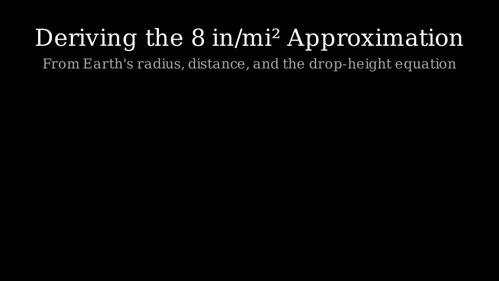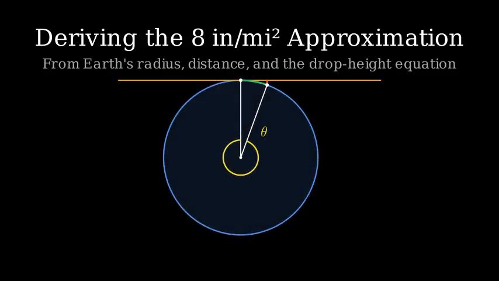Let's build the picture. We will model Earth as a circle of radius capital R. An observer stands at the top point, and we draw the tangent line at that point. Now, move a short distance along the surface to a distant point. The vertical gap up to the tangent line is the drop, which we will call h. We will label the arc distance as d miles, the central angle as theta, and the radius as capital R.